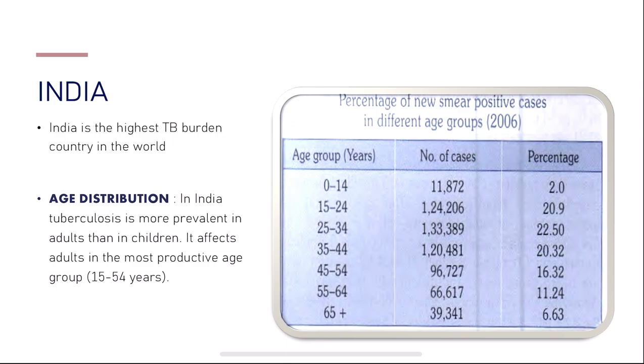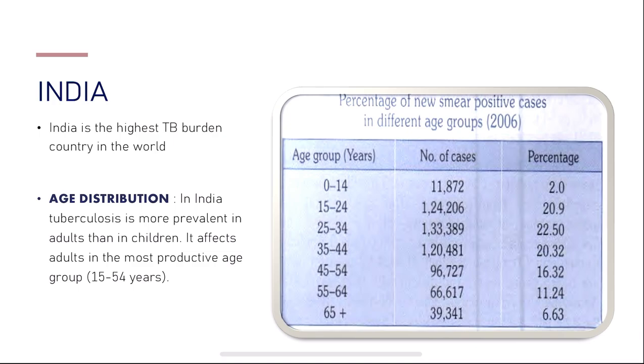Primarily, it affects the adults, compared to the children. Secondly, which age is predominantly affected? The reproductive and most productive age group, that is 15 to 54 years.